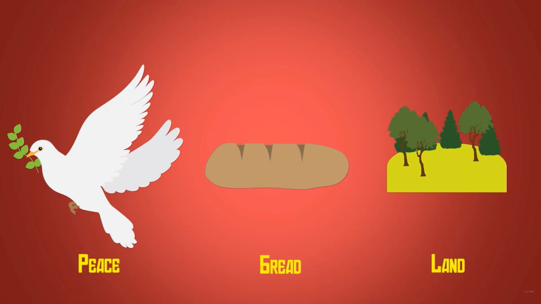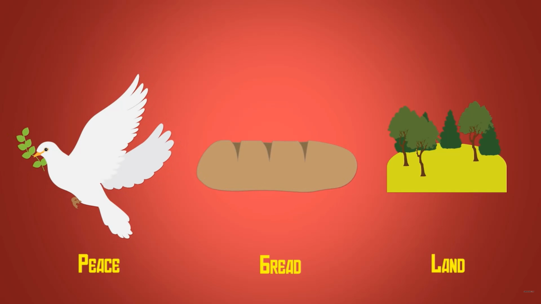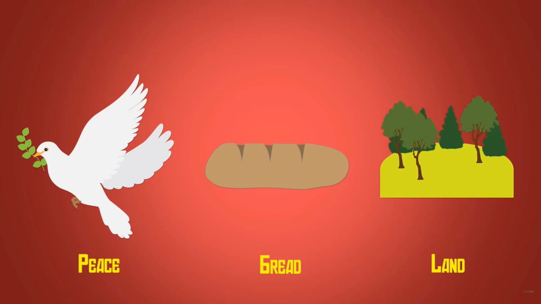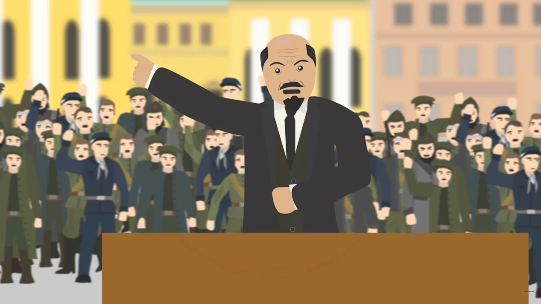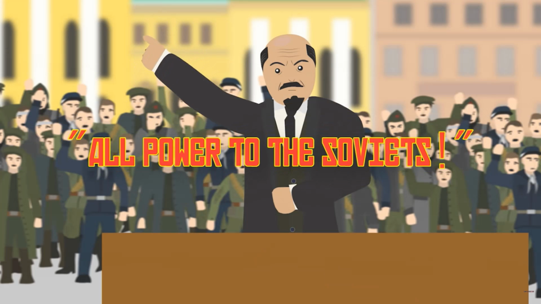Peace, the end of Russia's involvement in World War I. Bread, solving food shortages. And land, which would go to the peasants. He also stated all power to the Soviets, meaning that he would seize power in the name of the Soviet.